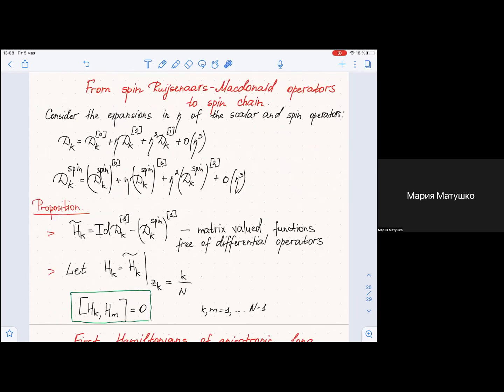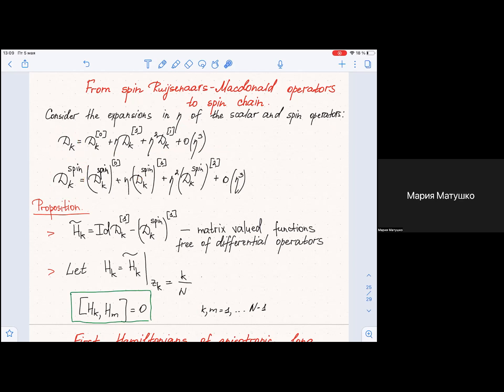Okay, how do we obtain the elliptic spin chain from our anisotropic spin Ruijsenaars-Macdonald operators? The idea is the following. You take the parameter eta, which we had in our shifts, and consider the expansion in this parameter of D_k. We take scalar operators, the scalar Ruijsenaars operators, and the spin operators.